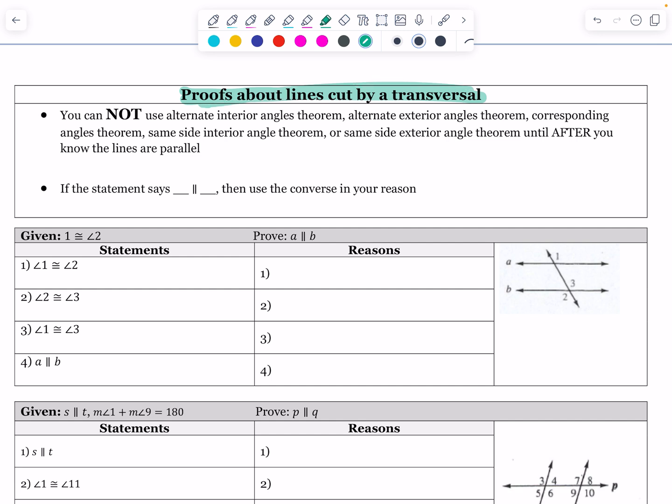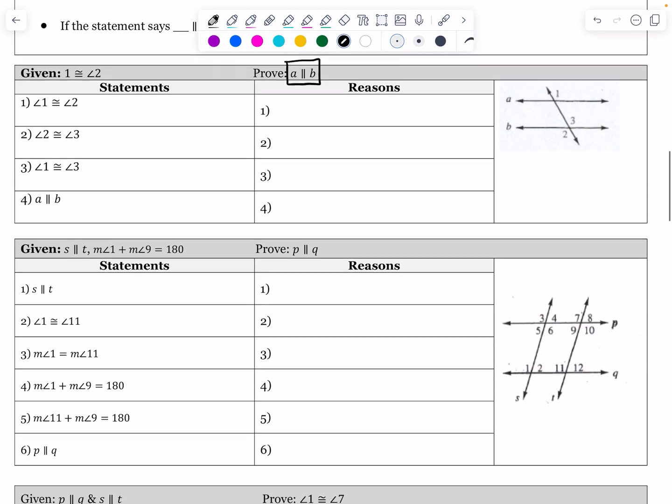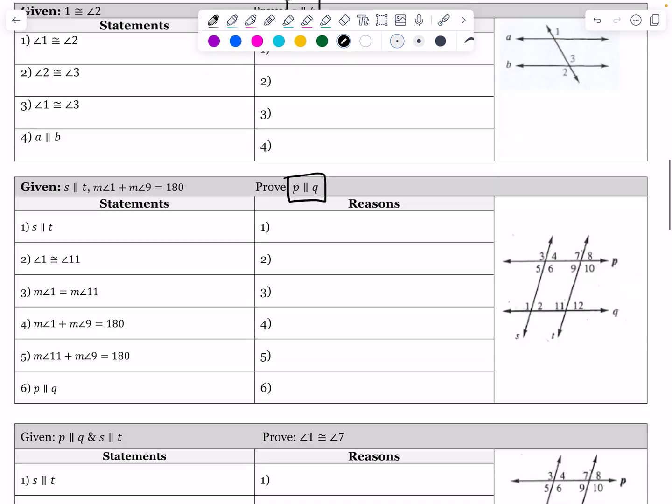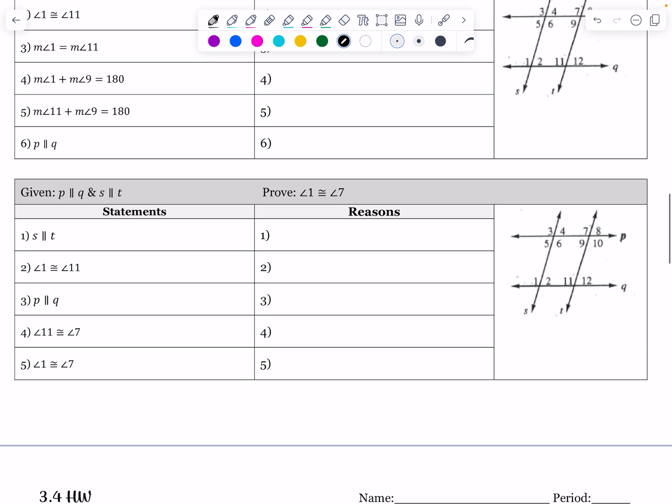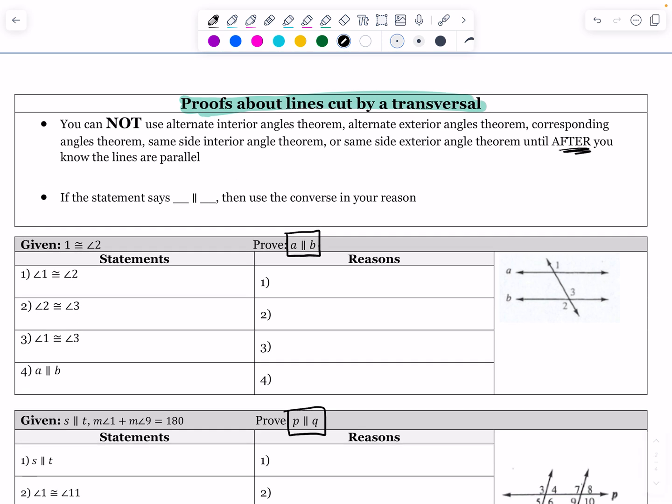You cannot use the alternate interior angles theorem, alternate exterior, corresponding, same side interior or same side exterior theorem until after you know the lines are parallel. Okay? So if you are ultimately trying to prove the lines parallel, A is parallel to B, P is parallel to Q. This one, eventually we will get there, but in my class we say boom, parallel. So if that's what you're trying to do, you have to use the converse.